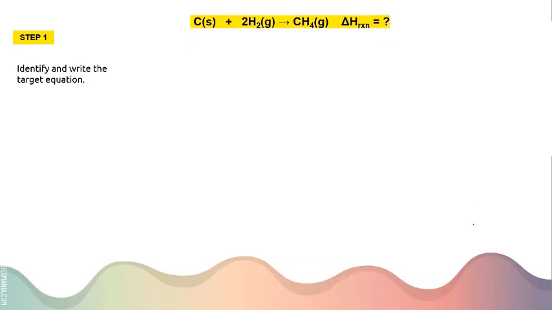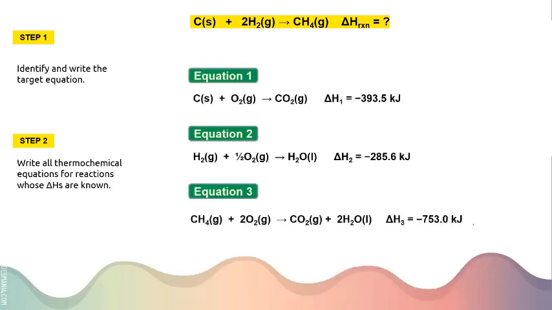Step 1. Identify and write the target equation. The thermochemical equation for the reaction whose enthalpy is to be calculated, which is given in the question, is the target equation. Step 2. Write all thermochemical equations for reactions whose enthalpies are known. These equations were provided in the question.